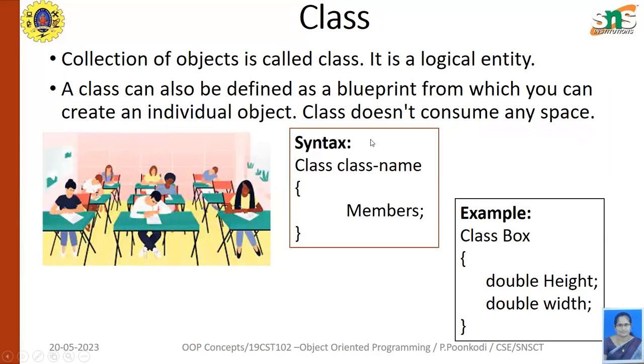The next one is the class. A class is nothing but a collection of objects. We call it a logical entity. The class is used to define a blueprint from which we create individual objects. The class does not occupy memory; memory is allocated based on the members used in the class. The class name, then members will be included. The members represent both variables and methods. This is an example, and here the members I have given are only two, which are kinds of variables.